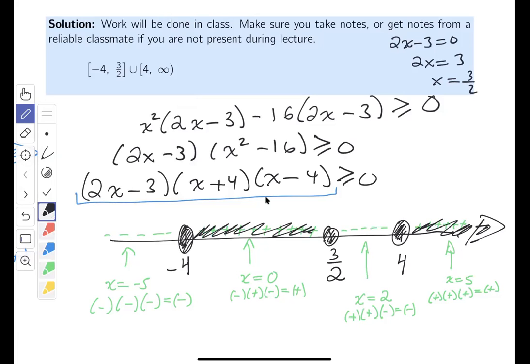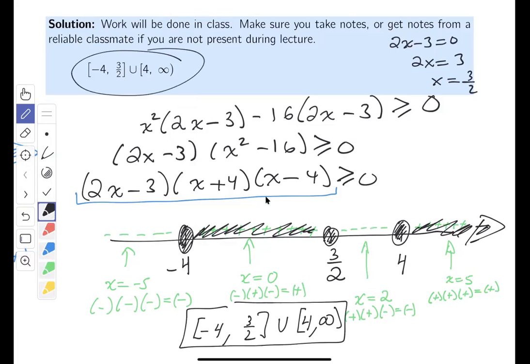Let's write our solution down. Well, it starts at -4. It's on the left side, and it's inclusive. And that's our convention for that. It goes up to 3/2. That's on the right side, and it's inclusive. It touches it. Union starts up at 4. That's on the left side, inclusive. And then it goes off to infinity. You could never touch an infinity. Look at the key. Make sure you can agree with that.